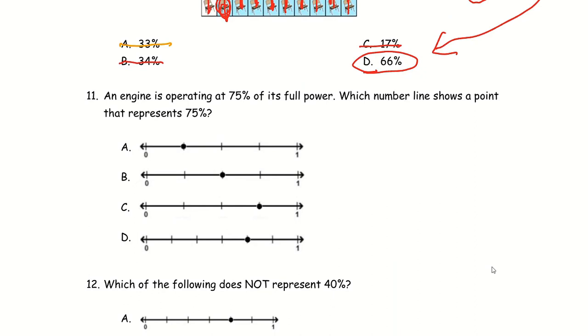Now here we go. Let's count our jumps and we can know. I think we do it. An engine is operating at 75% of its full power.